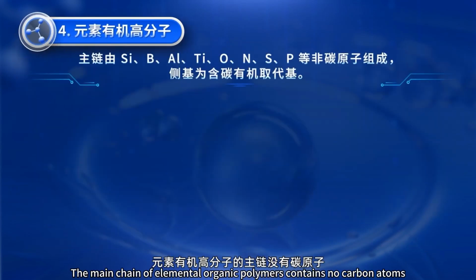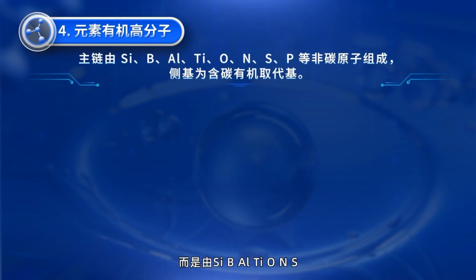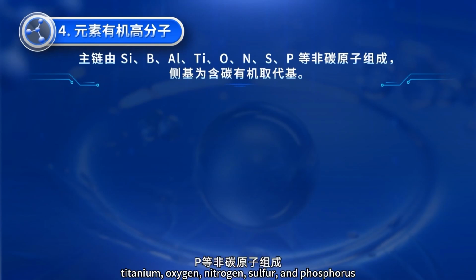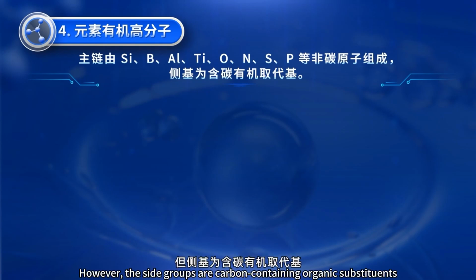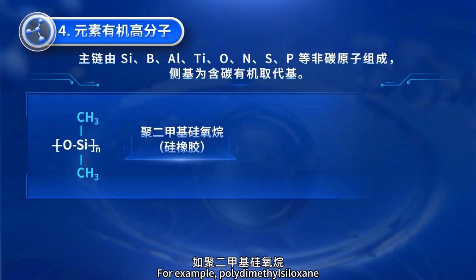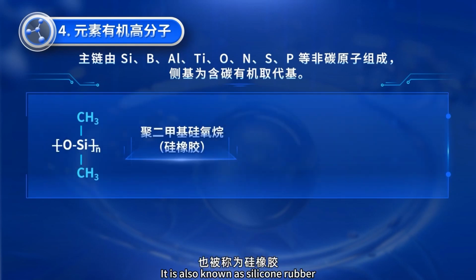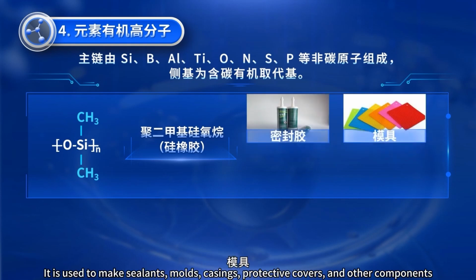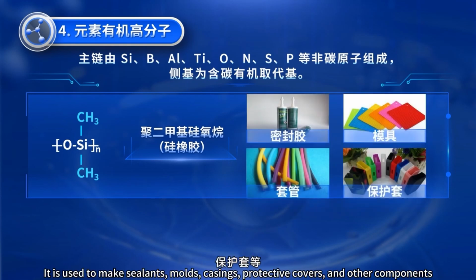The main chain of elemental organic polymers contains no carbon atoms. It is composed of non-carbon atoms such as silicon, boron, aluminum, titanium, oxygen, nitrogen, sulfur, and phosphorus. However, the side groups are carbon-containing organic substituents. For example, polydimethylsiloxane, also known as silicone rubber. It is used to make sealants, molds, casings, protective covers, and other components.